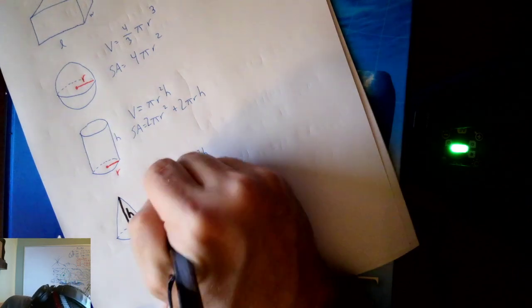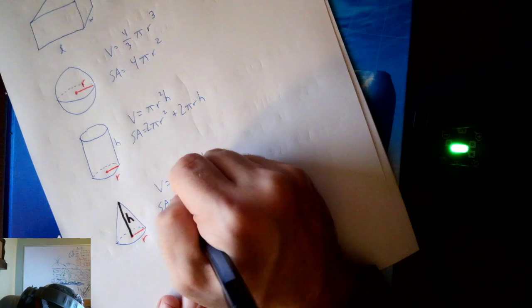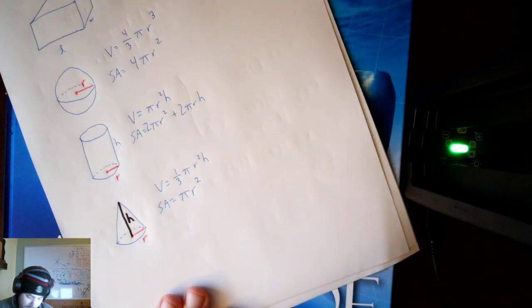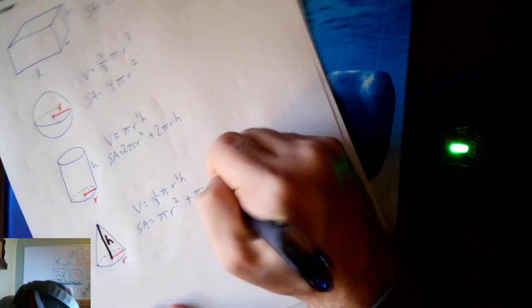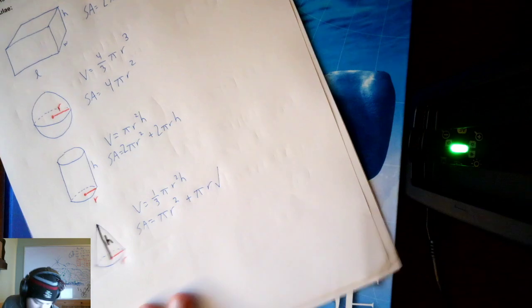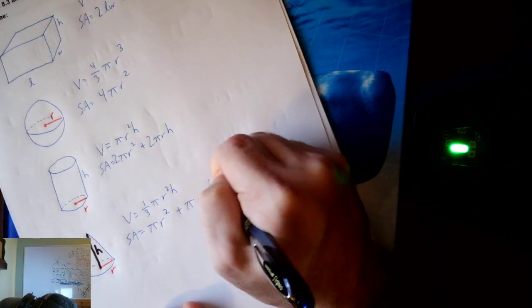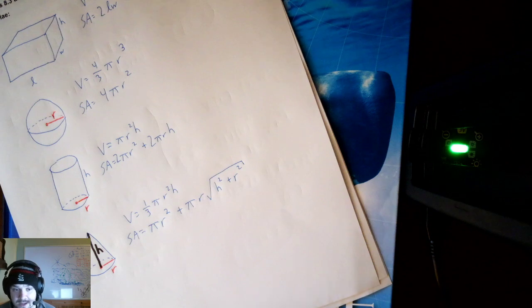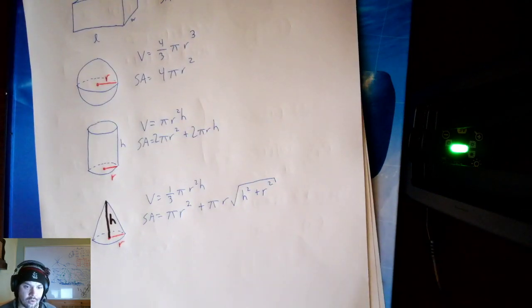And the surface area, well, this is a little bit messy, but the surface area is pi r squared plus pi r, and then there's a square root sign, and inside of the square root we have h squared plus r squared, and then we end the square root symbol. And that is the formula for surface area of a cone.